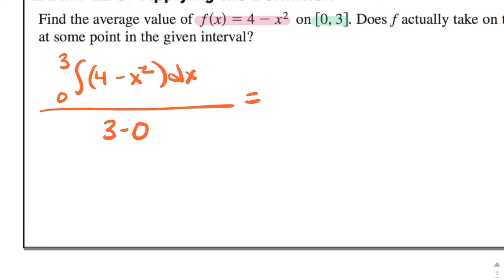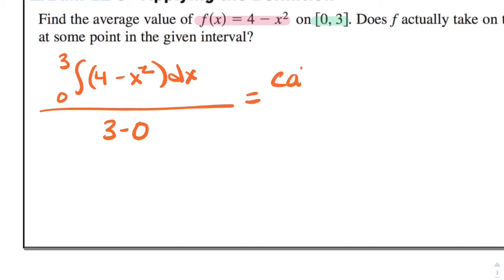Let me calculate it in my calculator. We're going to make sure our calculator is in radian mode the entire time we do any of these, just in case we have to use trig. We're going to go to math, and we're going to go to 9, which is function integration. We're going to type in 0 to 3. Our function is 4 minus x squared dx. And I hit enter, and I get 3.